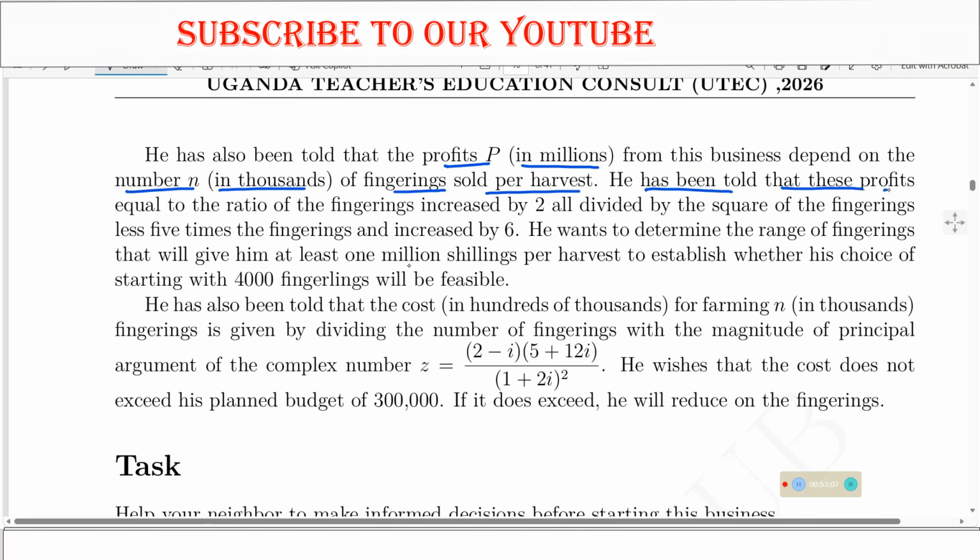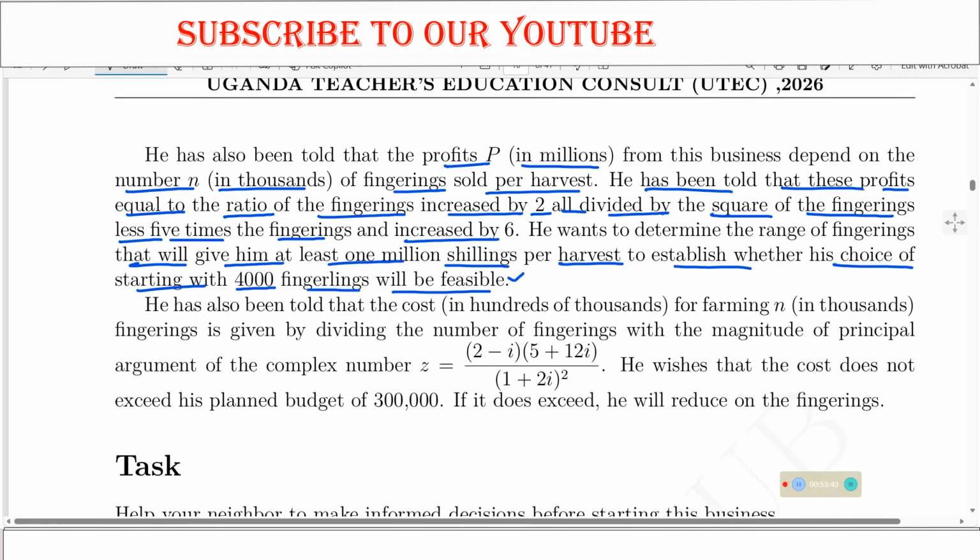He has also been told that these profits equal the ratio of the fingerlings increased by 2, divided by the square of the fingerlings less 5 times the fingerlings and increased by 6. He wants to determine the range of fingerlings that will give him at least 1 million shillings per harvest to establish whether his choice of starting with 4,000 fingerlings will be feasible. So that is the second part of our scenario.